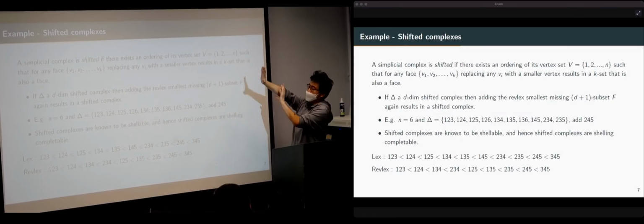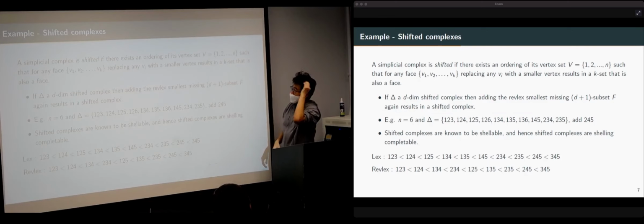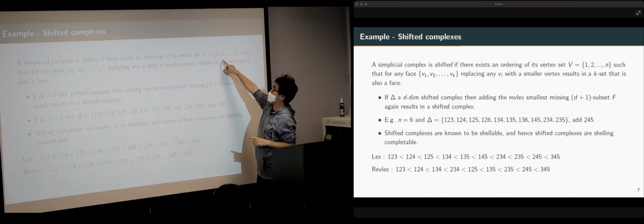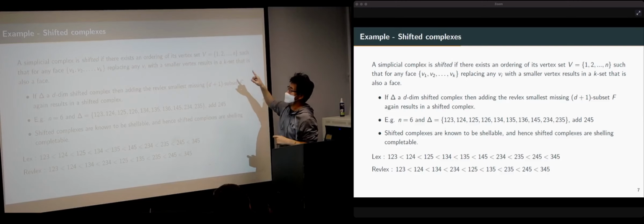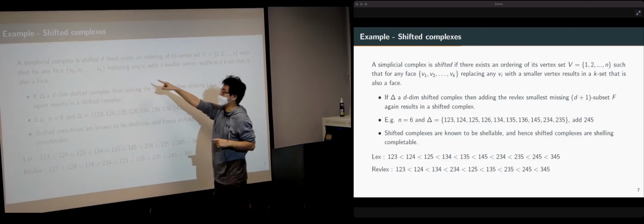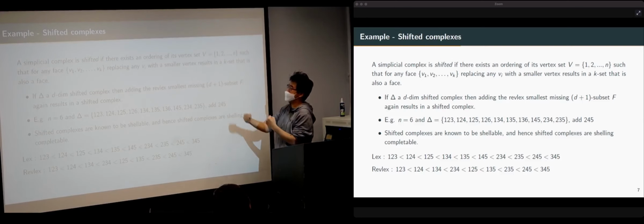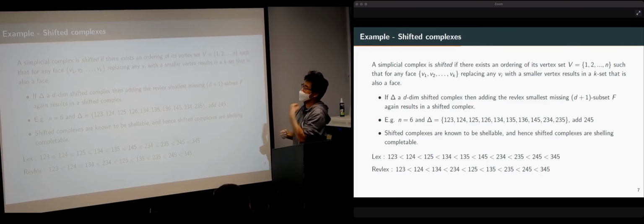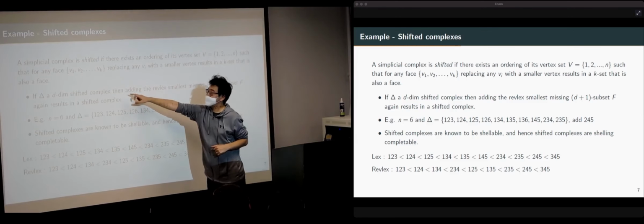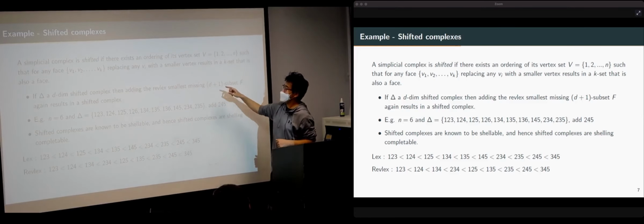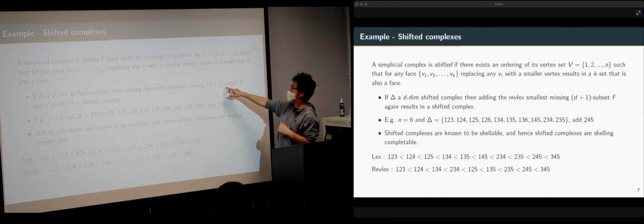A very nice simple case of simplicial complexes is called the shifted complexes. A shifted complex is when you have an ordering on the vertex set, for example from 1 up to n, and you have the property that for any face in your complex, if you replace a vertex with a smaller vertex, then it should again be inside your simplicial complex. Then what is known is that if you have a shifted complex, then adding the revlex smallest missing d+1 subset again results in a shifted complex.